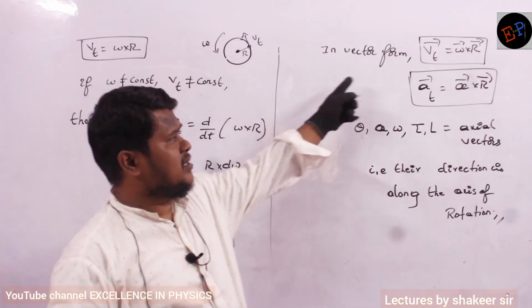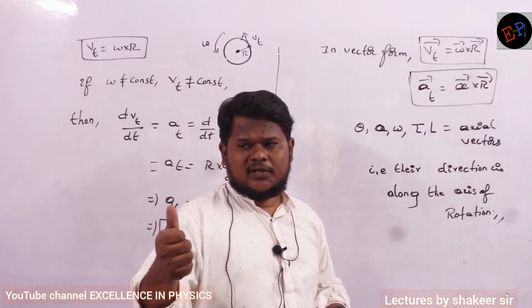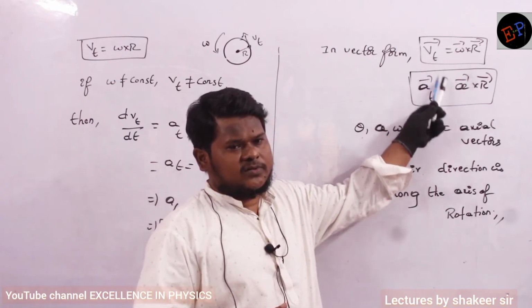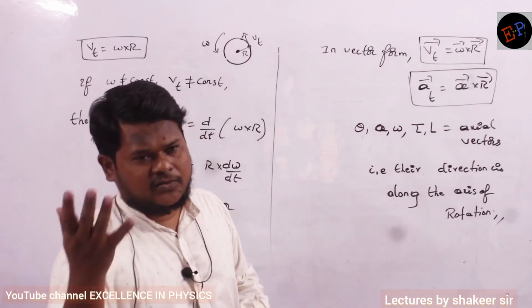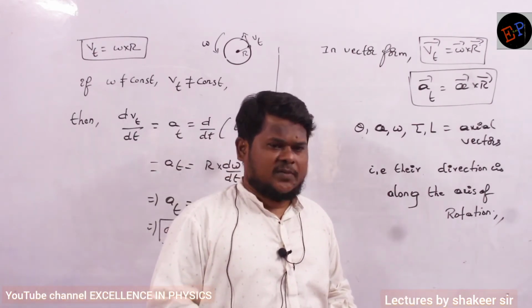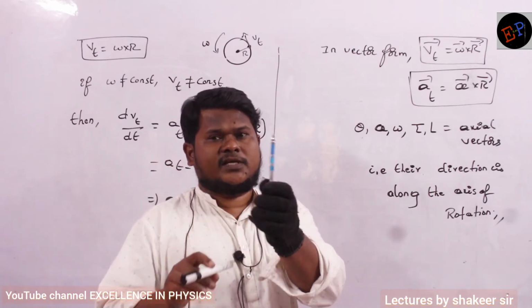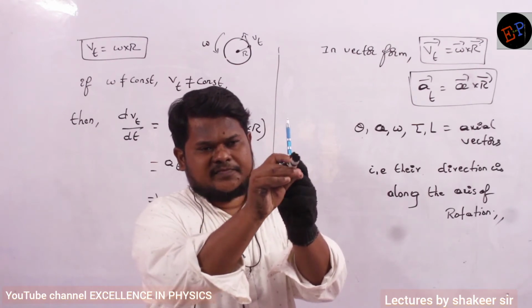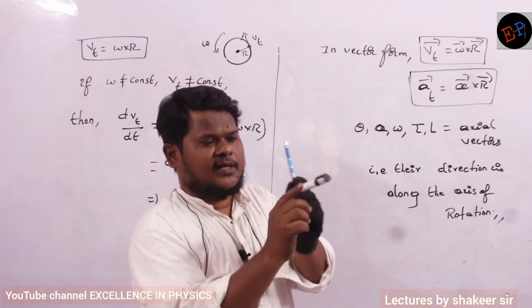And how to find the directions of these vectors? We have studied now by using the right hand rule for cross product. This is a cross product only, no? So to find out the direction, what do I have to do? Use the right hand rule for cross product. Let us see. Consider this is the axis of rotation, and the body is rotating like this.